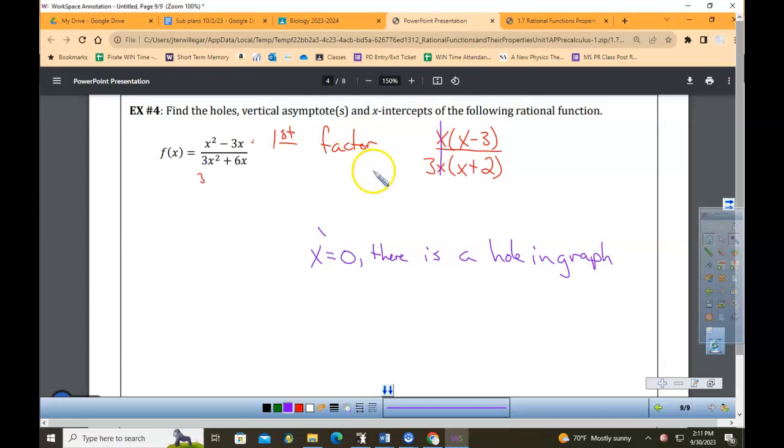All right. Now, how do I find out where that hole is? I can take that 0. If I take that 0 and I plug it into this function, you get 0 over 0. That's no good. I'm going to plug it into my simplified form. And when I plug in 0 into that graph, I get negative 3 over 2, right? So the hole in the graph is actually at the point 0, negative 1.5.